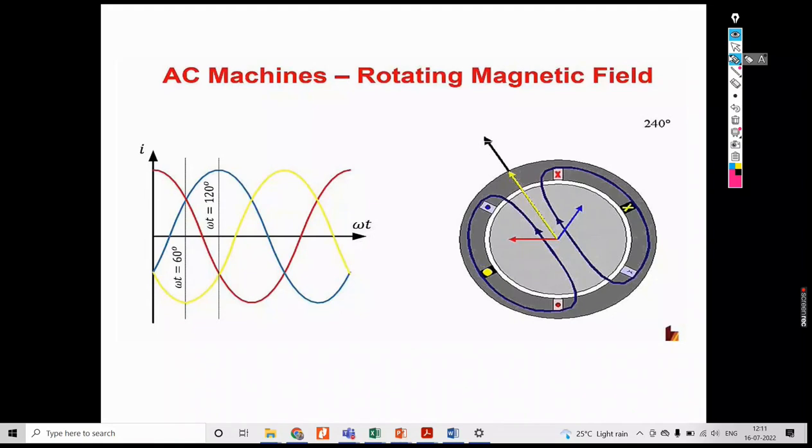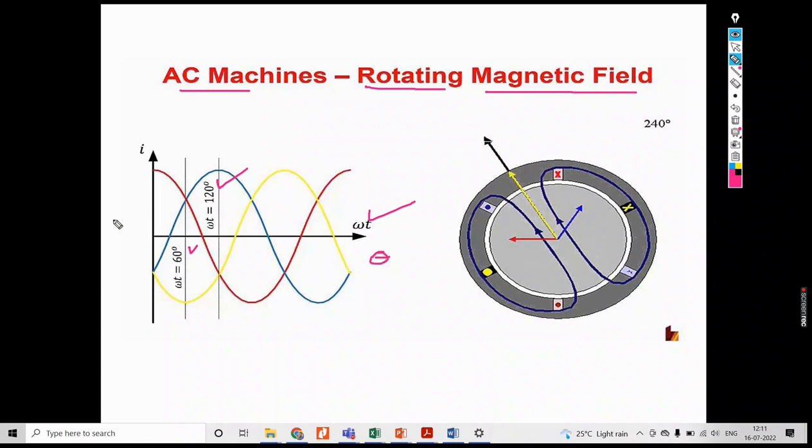Machines are rotating type machines. Those produce torque with respect to the rotating magnetic field. All the phases have a displacement of 120 degrees. Here, it is represented as omega t, but I am representing it with theta.